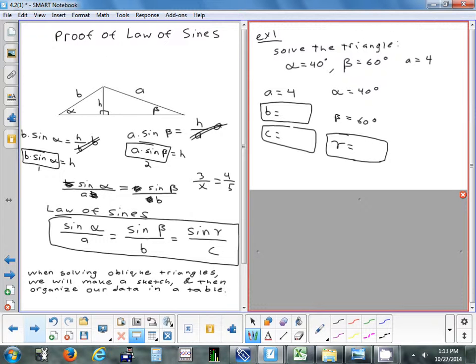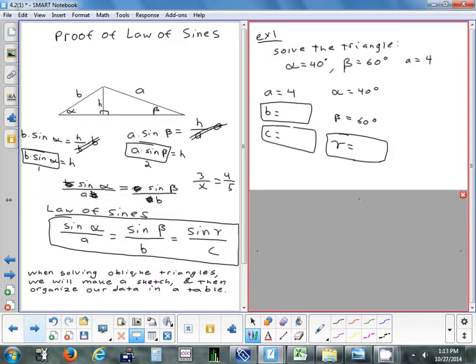Okay, so the first problem, I've already set up the table for you. I just told you that alpha is 40, beta is 60, and A is 4. One hint that you're going to use the law of sines is you have a row, not a column, a row in the table that's got everything in it. If you've got a row with everything in it, that's a hint that you're going to use the law of sines.